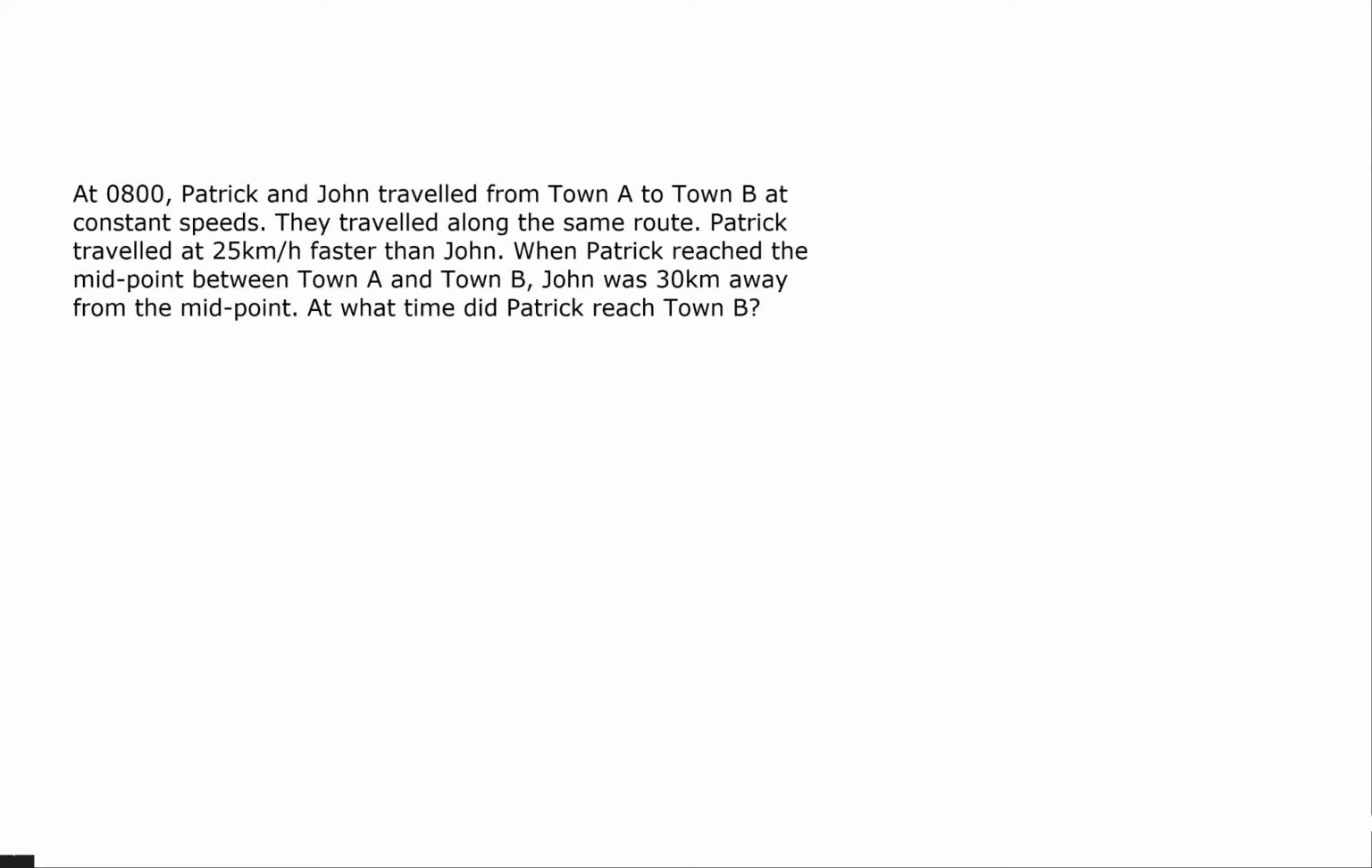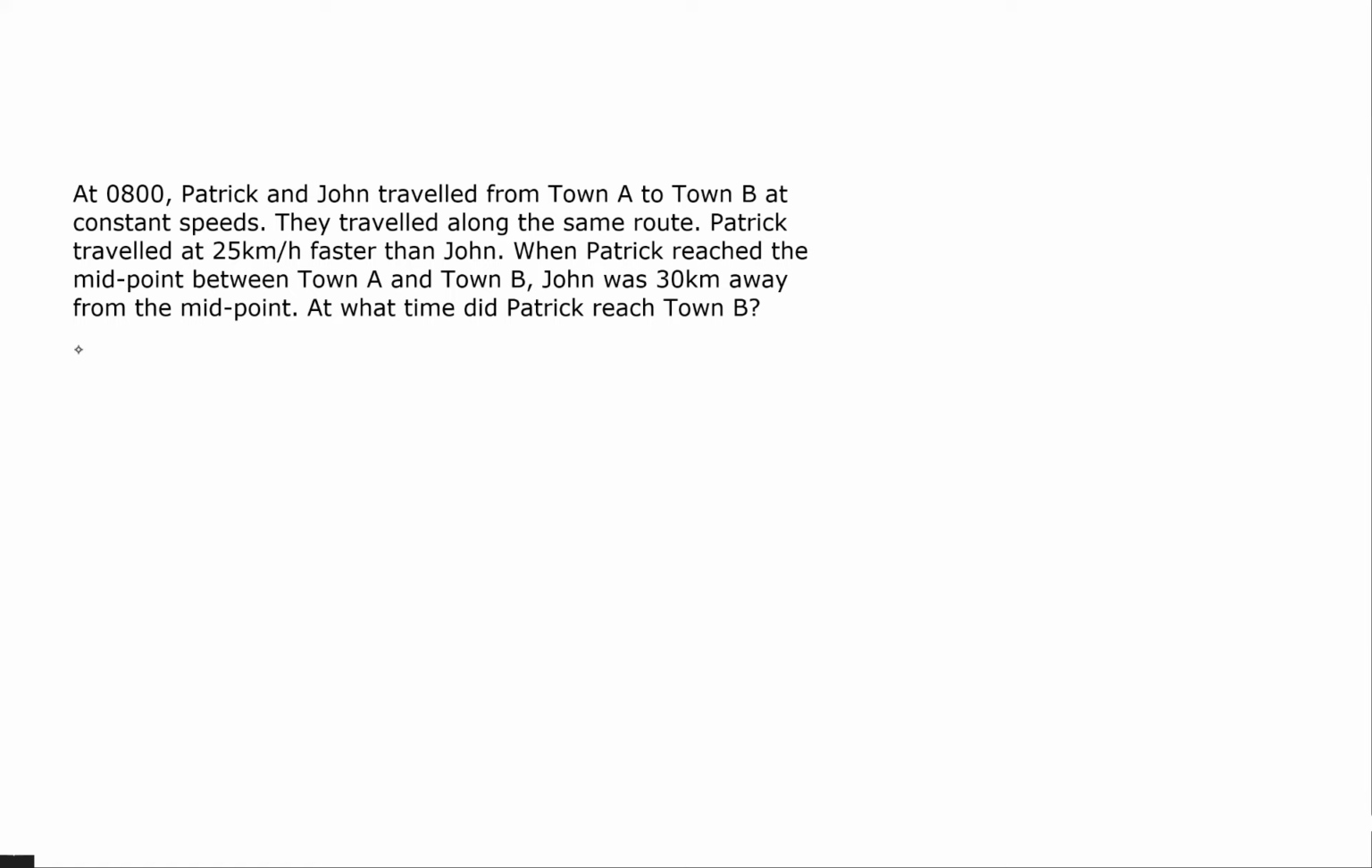Today we'll be looking at a speed question, and speed questions are usually a little complicated, so let's take a look at this one. At 8 a.m., Patrick and John traveled from town A to town B at constant speeds. They traveled along the same route. Patrick traveled at 25 kilometers per hour faster than John. When Patrick reached the midpoint between town A and town B, John was 30 kilometers away from the midpoint. At what time did Patrick reach town B?